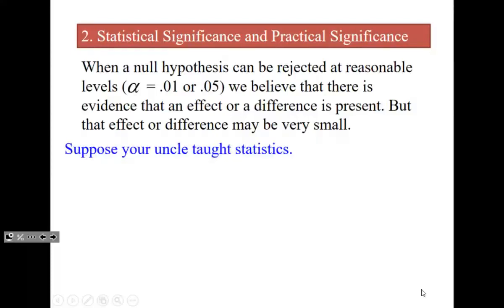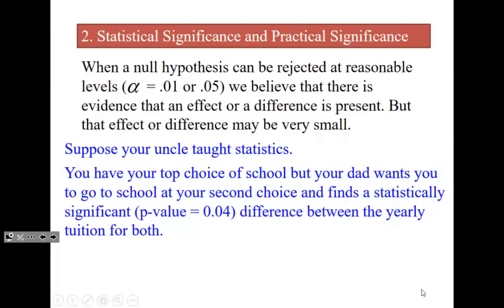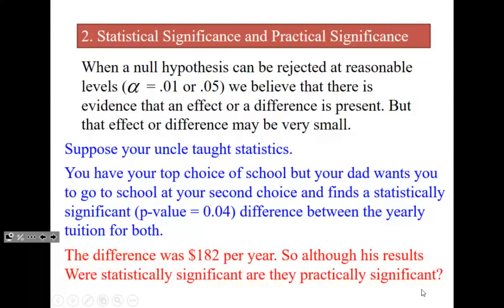So let's suppose you had an uncle that taught statistics. Your dad and your uncle are related, they talk a lot, and you decide you want to go to a couple of different colleges. Your dad, though, has said, I want you to go to your second choice school because it turns out your top choice is more expensive. And they found a statistically significant difference between the annual tuition of both, with a p-value of 0.04. So they have a statistically significant result. But is it practically significant? Does it matter? What if they found that the difference was $180 a year? The results are statistically significant, but are they practically significant?